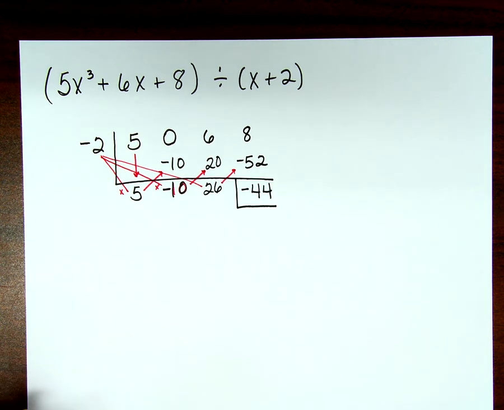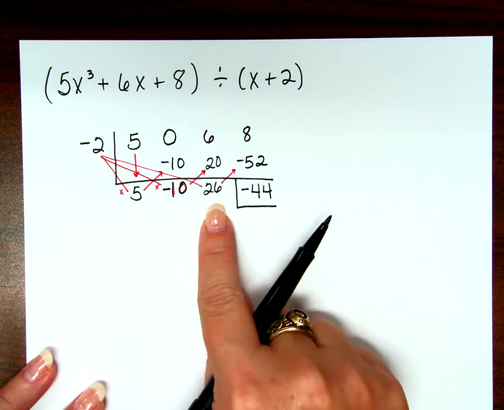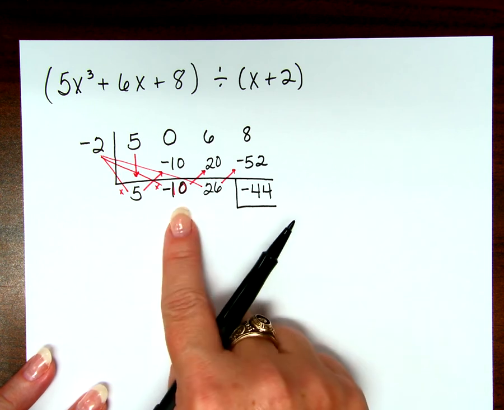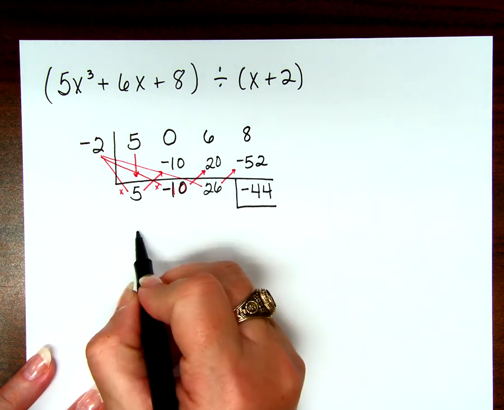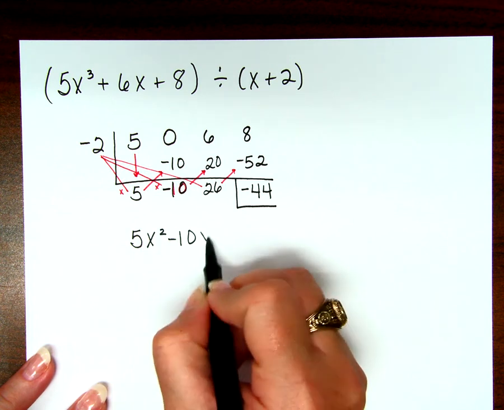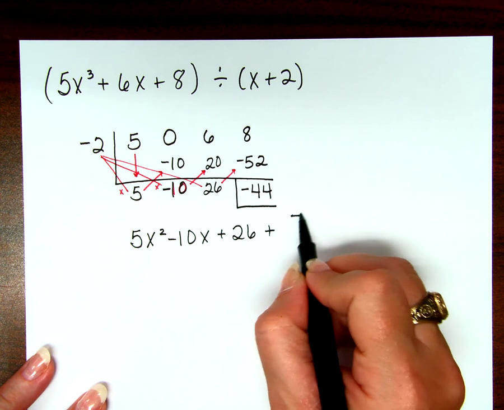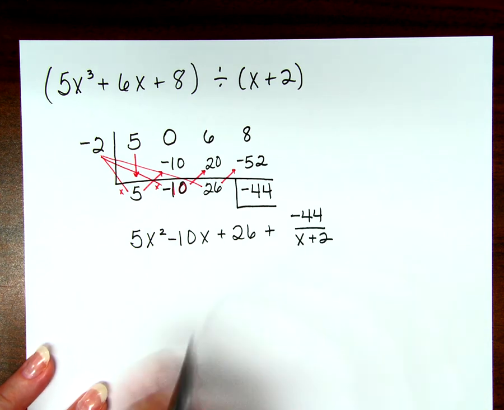So how do I write my answer? This is the remainder. This is the constant. This is the x. And this is the x squared. 5x squared minus 10x plus 26 plus negative 44 over x plus 2.